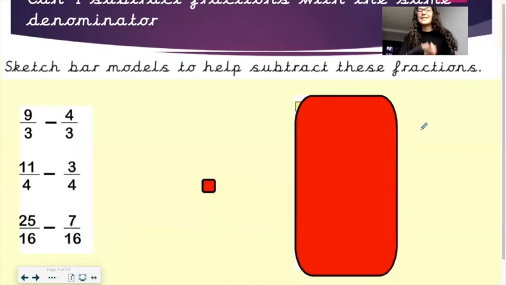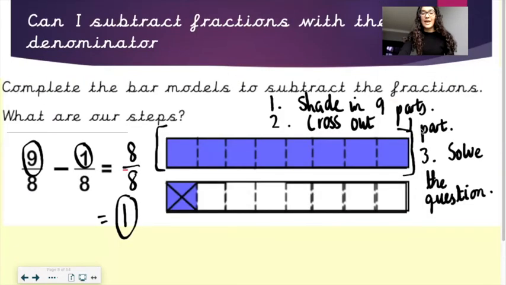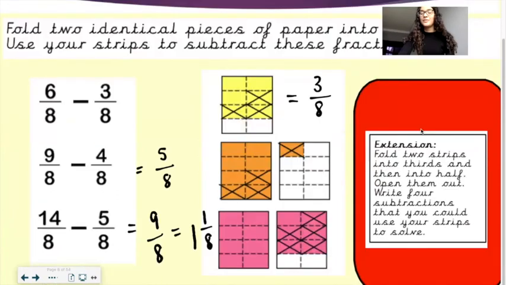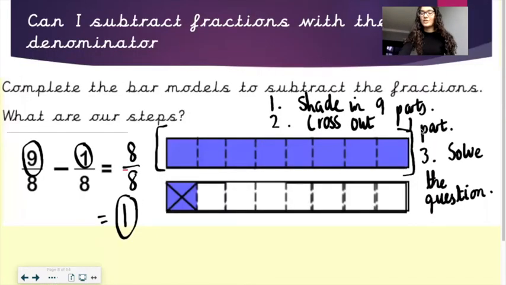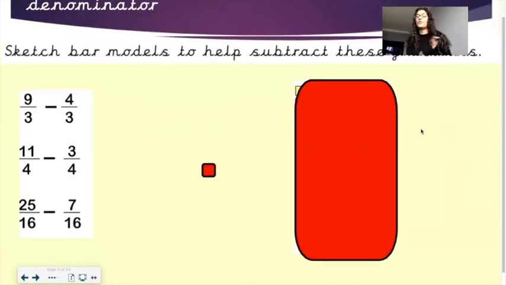Here, sketch bar models to help subtract these fractions. So just like you did over here, you can get your pieces of paper again to work out these 3 subtraction questions. Off you go.